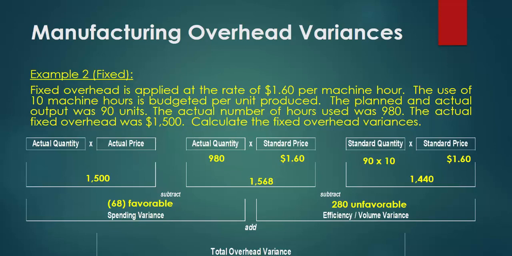So then if I wanted to calculate my total fixed overhead variance, I would just add those two variances together, negative 68 plus 280. And I end up with a variance of 212. It's positive, so it is unfavorable.